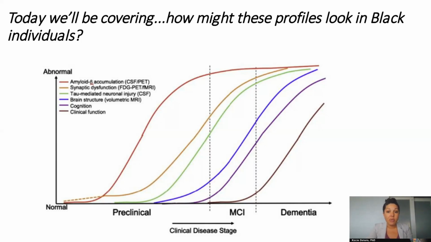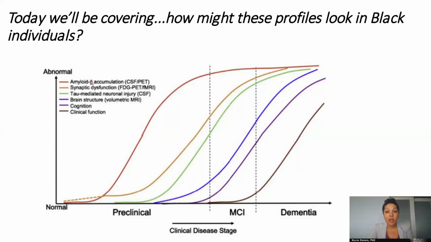So for example, we can use MRI or look at different anatomical features, and we start to see changes in the brain structure. For example, the hippocampus is really important in memory. It's located in the brain, and we see atrophy in people as they get closer to the MCI stage.